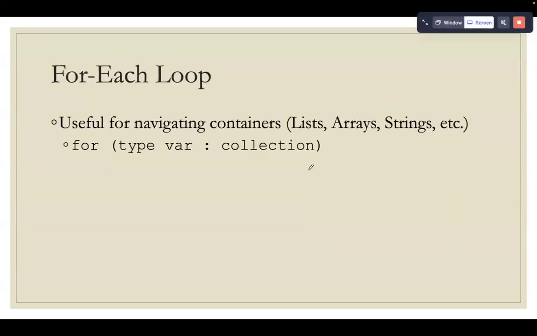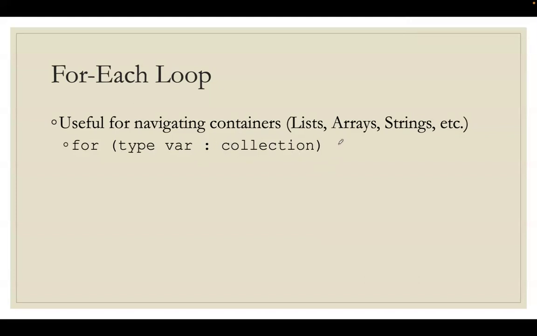Okay, so we're going to talk about for each loops now that we have something that we can iterate through. So now that we've got a container, like a list, an array, or a string, we can navigate through that with the for each loop, where we still have the word for, and then we say, here's the type of thing that we're working with. Here's what I'm going to call each individual thing in this container. And then I have the colon, and then I say, here's what the collection is named.